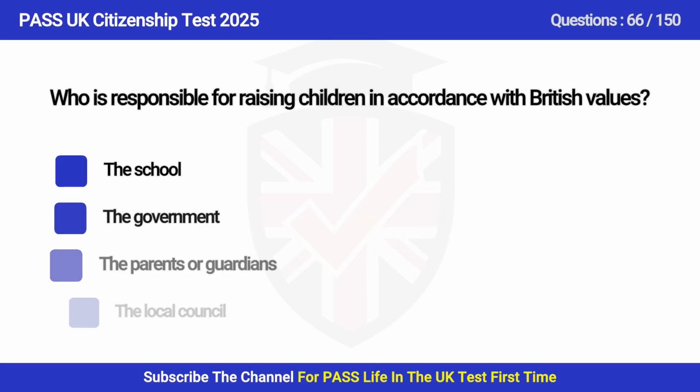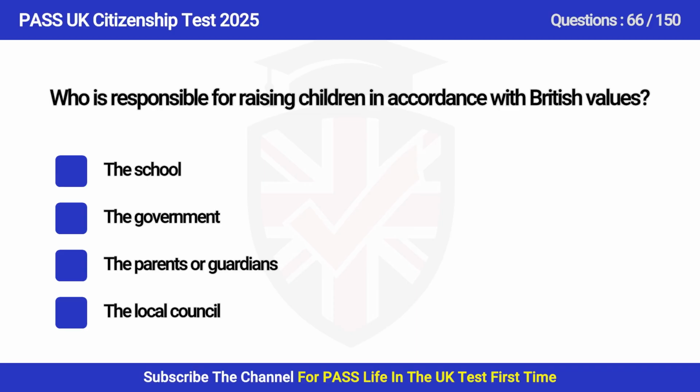Question 66. Who is responsible for raising children in accordance with British values? A. The school. B. The government. C. The parents or guardians. D. The local council.